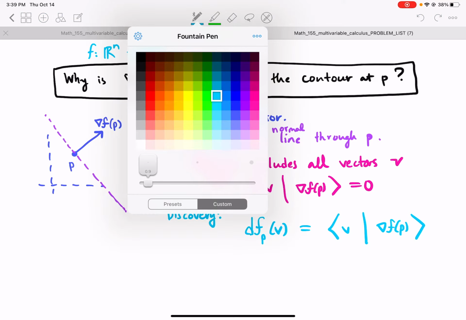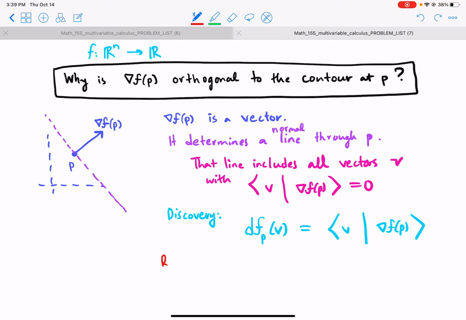Great, we're almost there. Recall our linear approximation formula. The function value at p plus v is basically f of p plus the derivative in direction v.